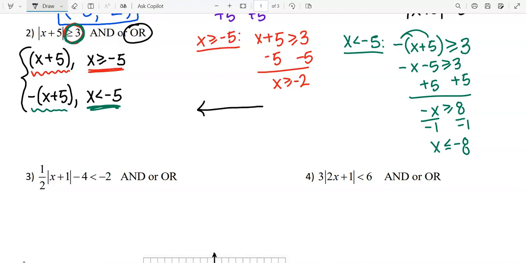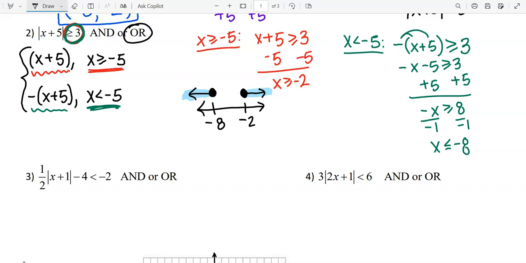So number line, just like the last one, -8 and -2. How do I graph x is less than or equal to -8? Closed circle, which way? Left. And what about greater than or equal to -2? Closed circle, right. What kind of compound inequality was this? An or, so where do my solutions live? The outside. So I've got left of -8 and right of -2.